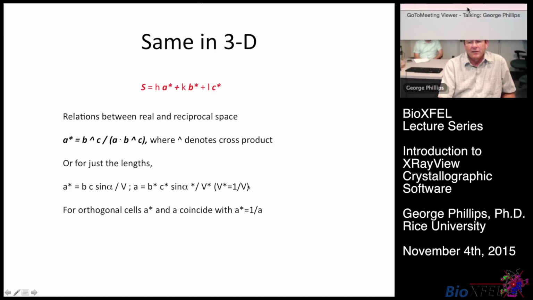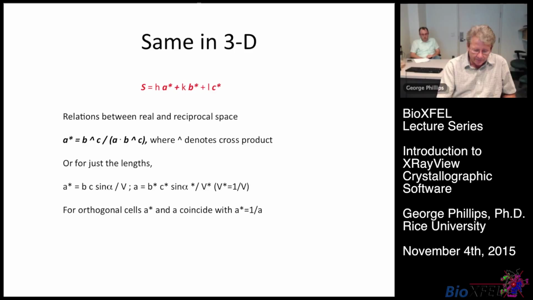And there are scalar representations of these. It's always true that the volume of the reciprocal unit cell is 1 over the volume of the real cell, so that winds up being simple. But the actual relationships of A star, B star, and C star to the real space axes are sometimes not so easy to visualize.